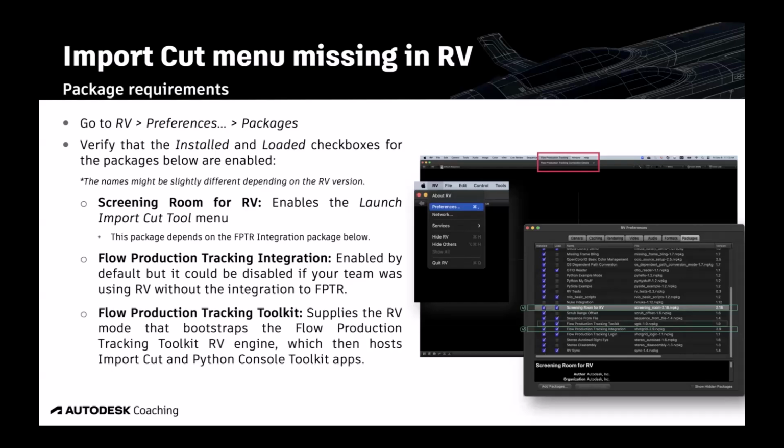Flow Production Tracking Toolkit. This package supplies the RV mode that bootstraps the Flow Production Tracking Toolkit RV engine, which then hosts Import Cut and Python Console Toolkit apps. This enables an additional Import Cut menu different from the one from the Screening Room for RV package.